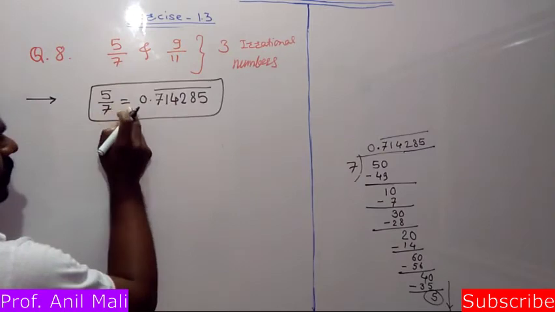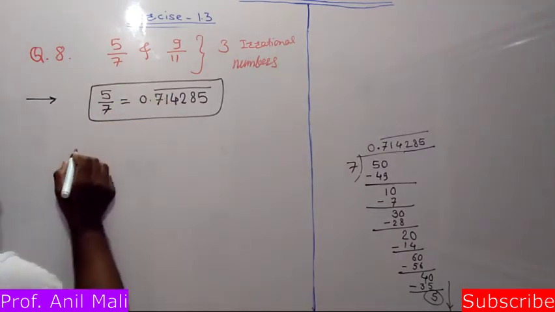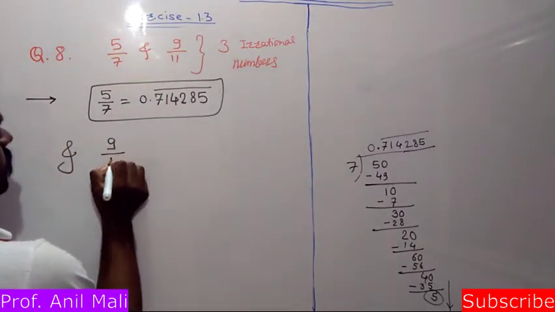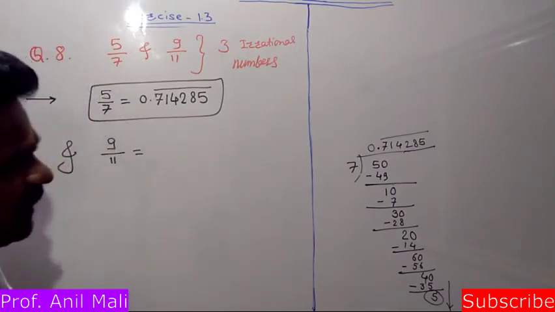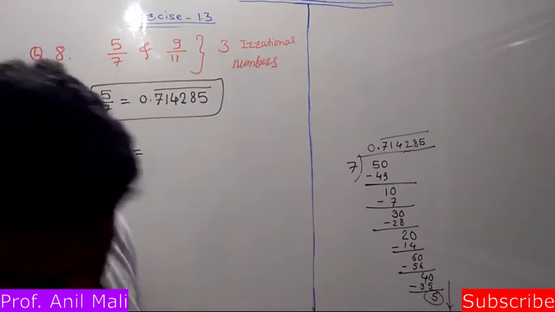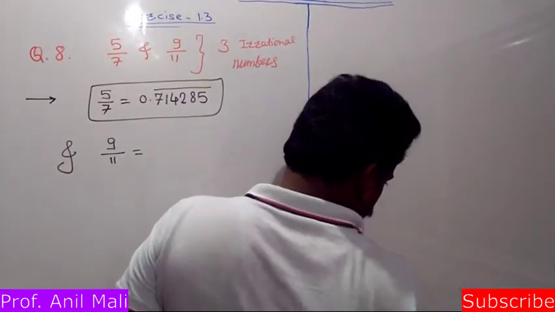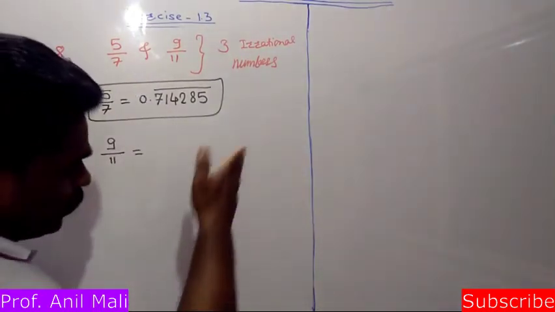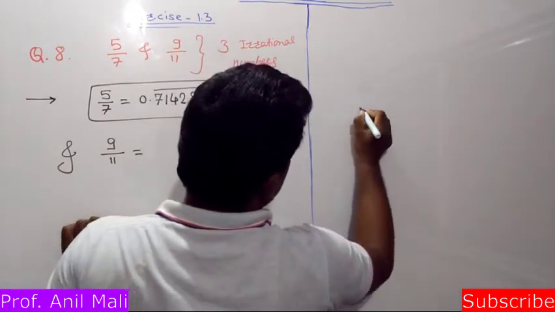So the number 5 by 7 can be written in this form: 0.714285 with a bar, and the other number is 9 by 11. Do this also, and in a similar way you can do it. If you are perfect with the direct method, then there is no need to do that. Okay, so 9 by 11 is here.